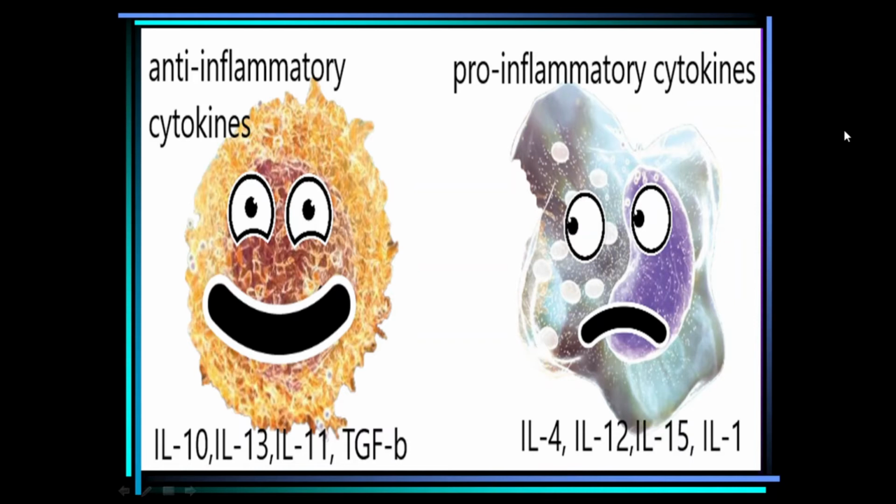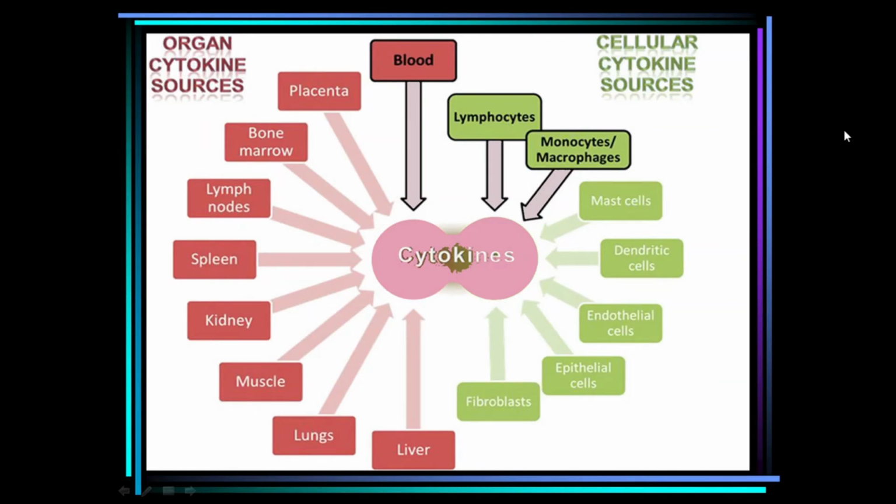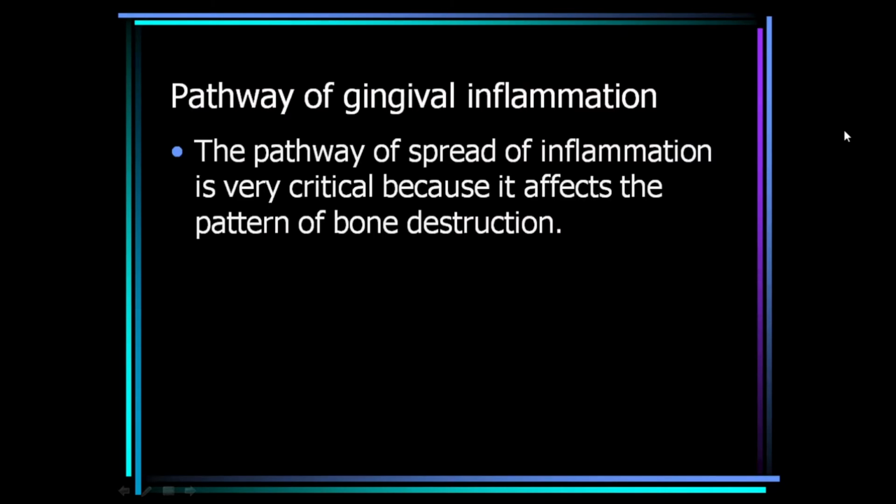When the environment is conducive, they will secrete interleukin 10, interleukin 13, interleukin 11 and transforming growth factor beta. But if noxious stimuli or inflammatory components are there, the pro-inflammatory cytokines are secreted by all the cells, and these components will cause inflammation and increase the level of prostaglandin and matrix metalloproteinase. So it's important to remember the pro-inflammatory and anti-inflammatory cytokines. All the cells can secrete cytokines. It is the way cells communicate with each other.